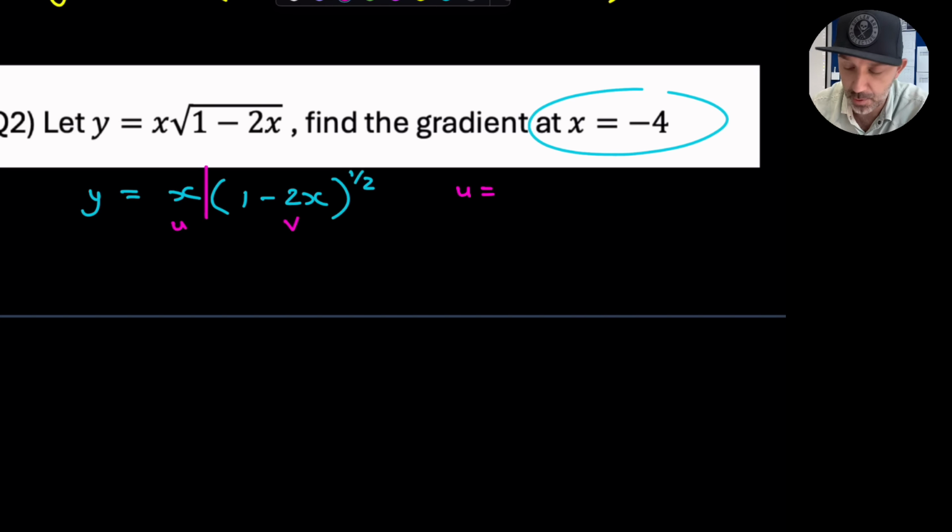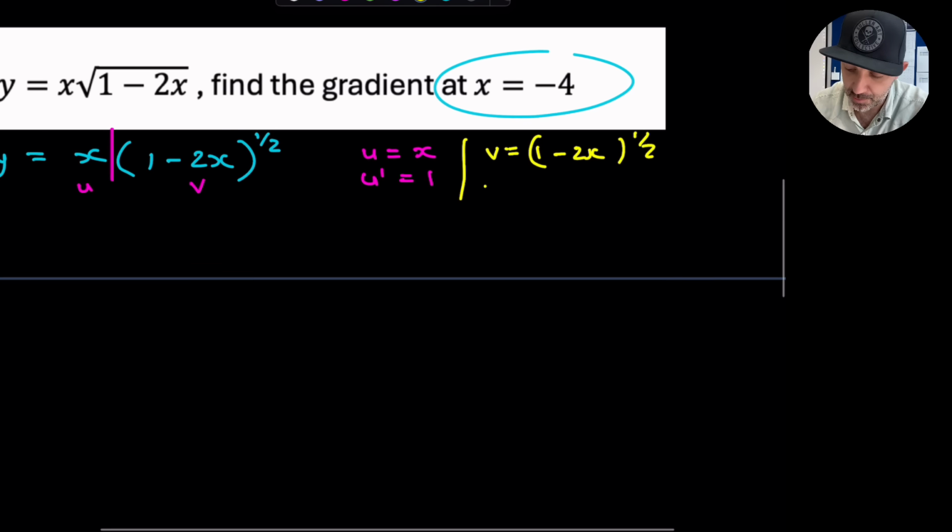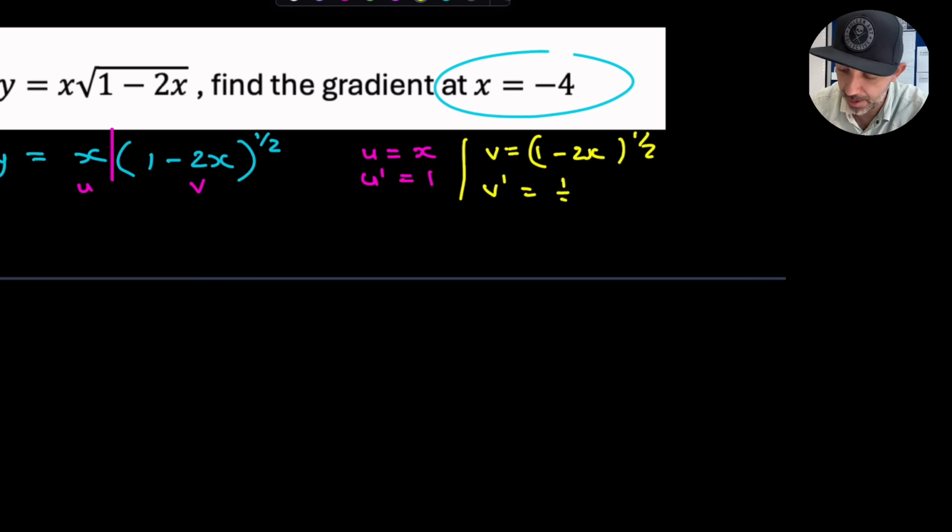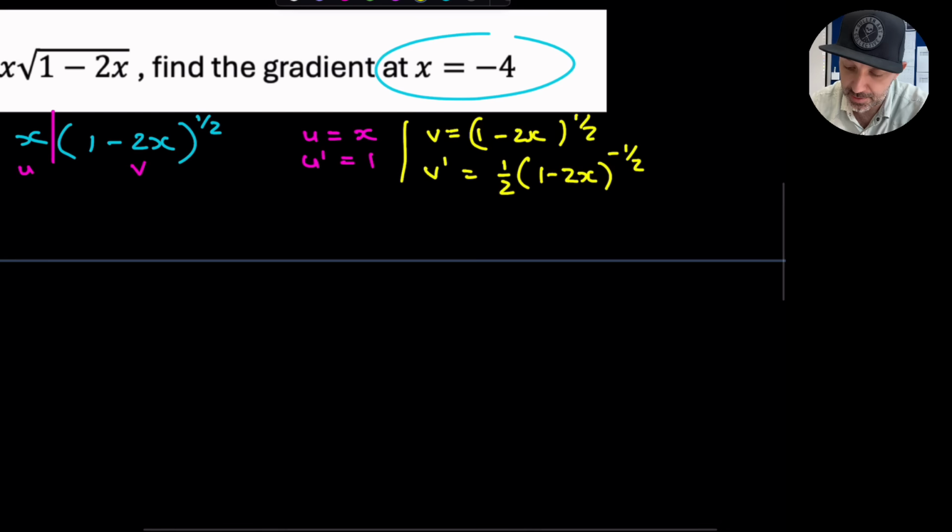This is very similar to question 1, where we would say, okay, well, let u equal x, therefore u prime is just 1. Then v is equal to 1 minus 2x all raised to the power of a half. So when we differentiate v with respect to x, we need to now use chain rule again. So we times by the power, we will subtract 1 from the power, so that will make that minus half. Then we times by the derivative of the bracket. So the derivative of the bracket would just be minus 2.